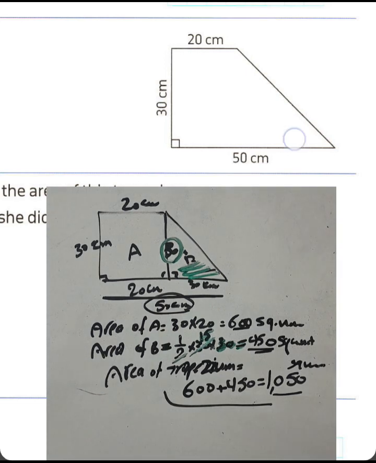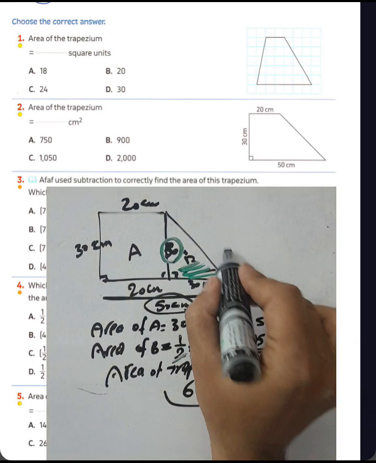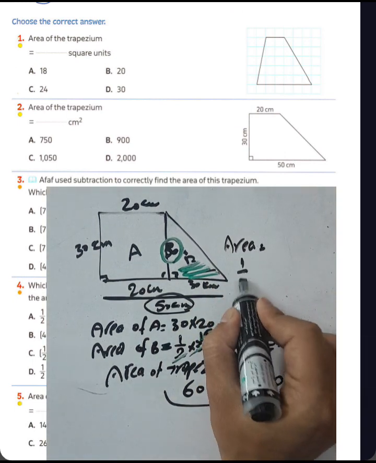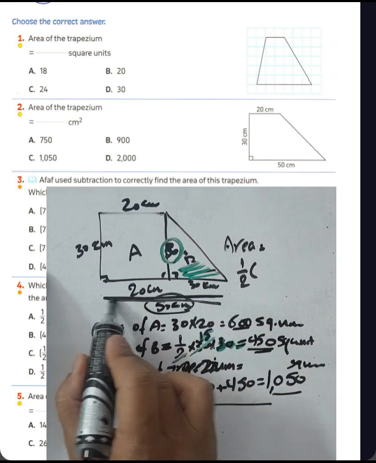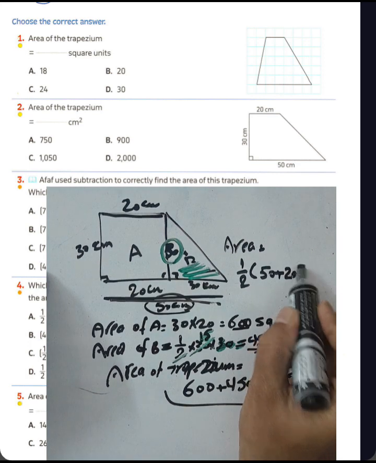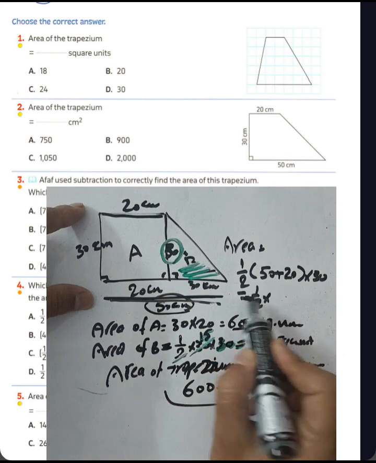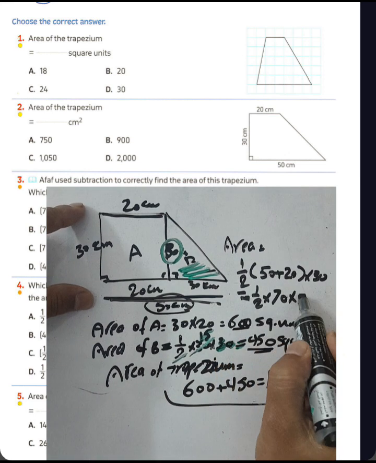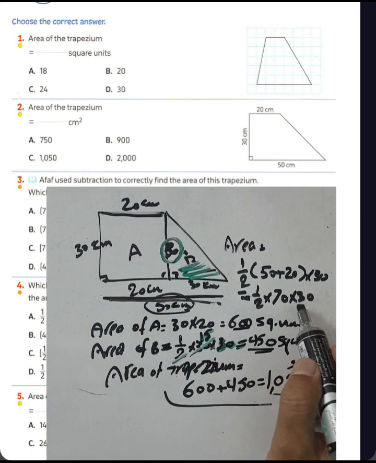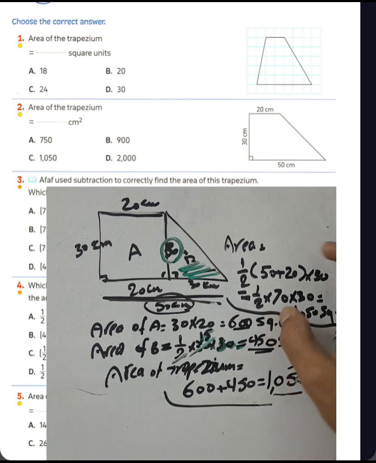Or you can solve this example by writing the rule. The rule here will be half the sum of two bases: the greatest base 50 and the smallest base 20, times the height here, which was 30. And then write half times 50 plus 20 equals 70. 70 times 30 divided by 2. The result will be 1050 square units. Okay, you can solve this example by this method or this method, as you like.